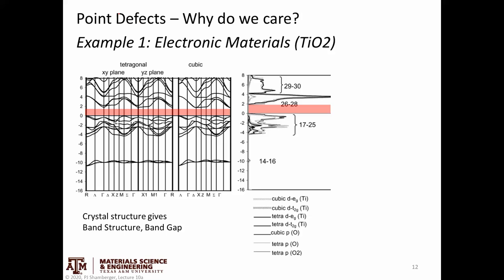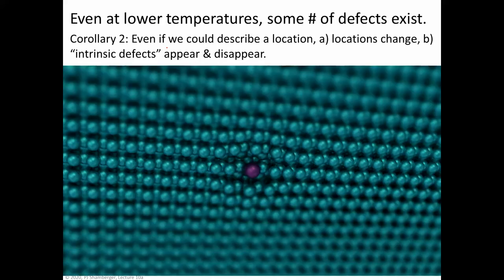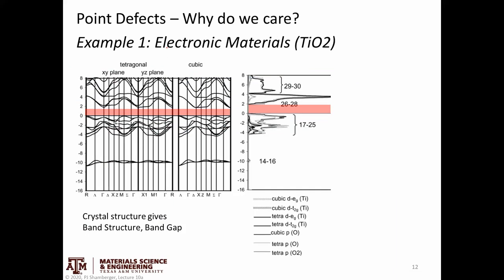So because of that, we tend not to describe every single defect position. Rather, we describe the statistics of the defects in the system. We describe their probability to occur. We describe things like their mobility, how easy it is for them to move around. And these are important. I can give a couple examples about why.